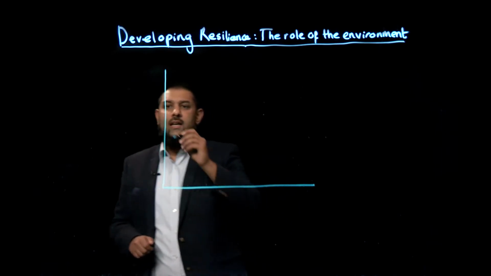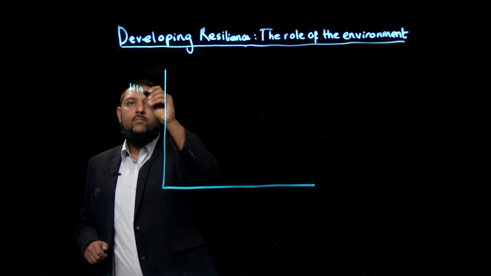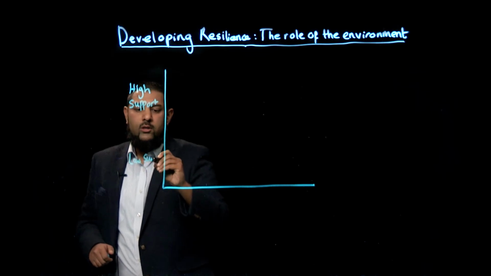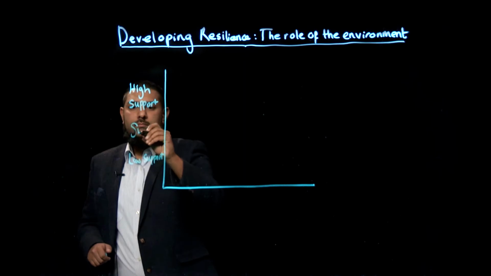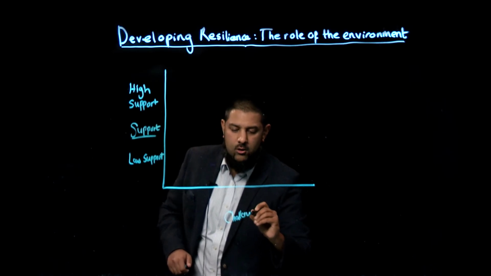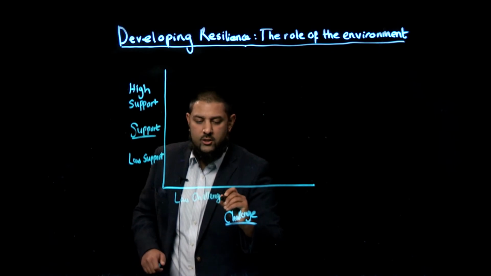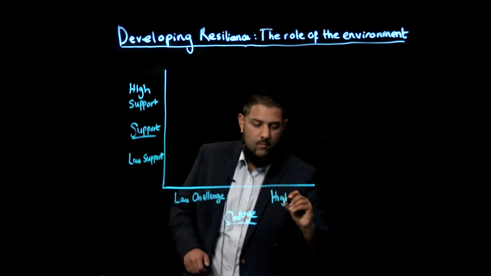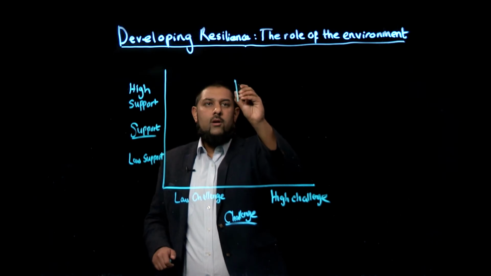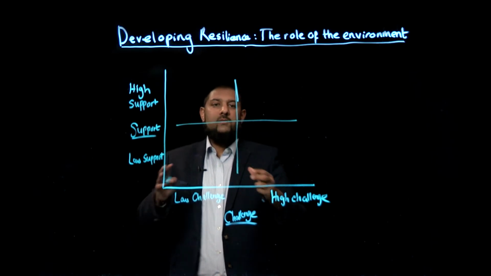What I've got here is, on the vertical axis, the notion of support, with high support and low support. And on the horizontal axis, you've got challenge, where you've got low challenge and high challenge. When you break these two things down, you can come up with a matrix, and each of these quadrants represents the balance between challenge and support.